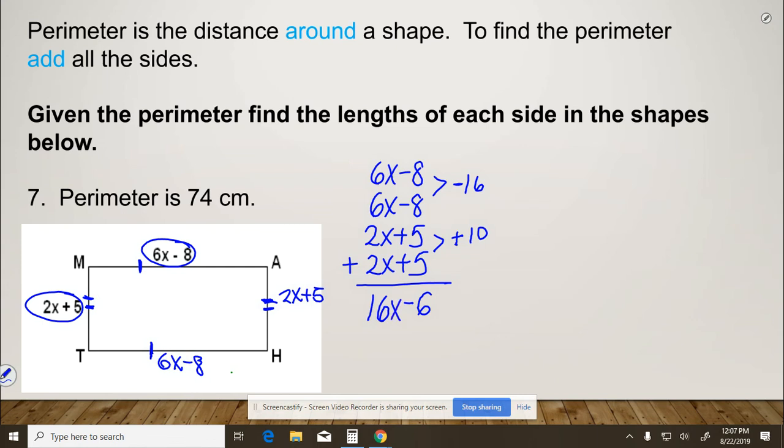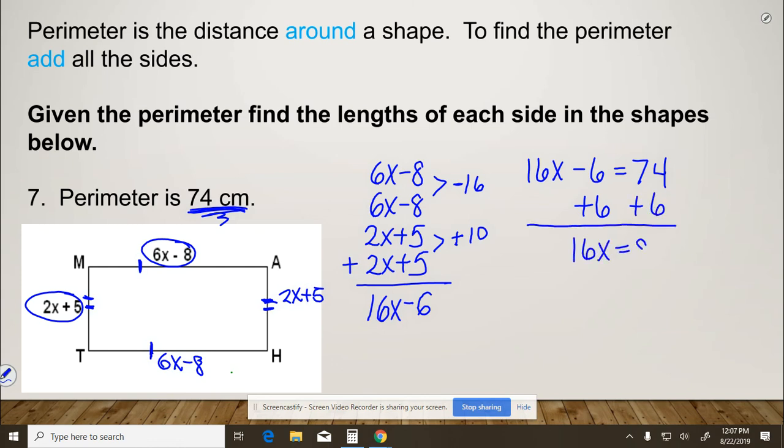So my equation is 16x minus 6 equals 74. I got the 74 from the problem. It tells us right here that the perimeter is 74. So now we have a two-step equation that we are very familiar with solving. We start by getting rid of the constant, adding 6 to both sides, which is 16x equals 80. Then divide by 16, and x equals 5.